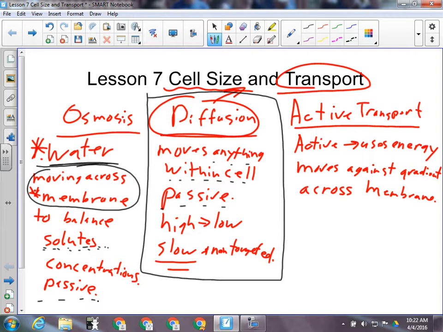So it moves from high to low. It's slow, and it's not targeted. That's what this chicken scratch down here says. Not targeted. I cannot make something go to a specific place by diffusion. I can make it go in general to an area where there's very little of that material. Everybody follow me there? What's one of the other big drawbacks of diffusion?